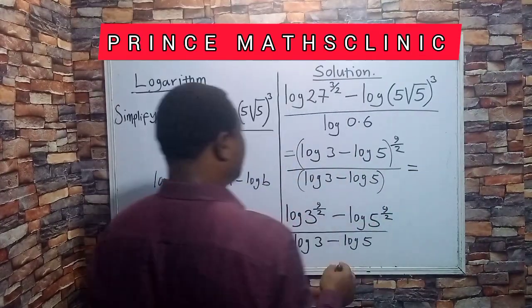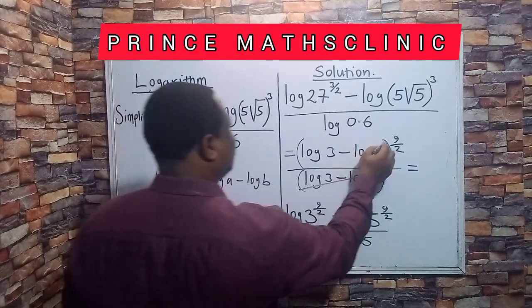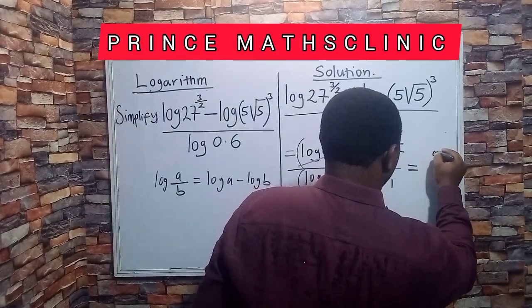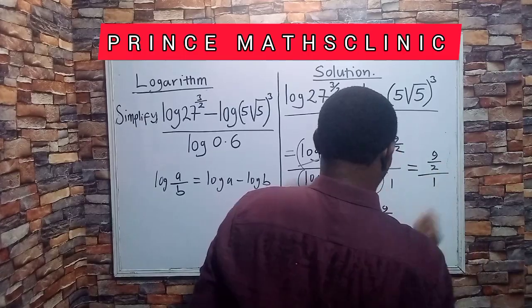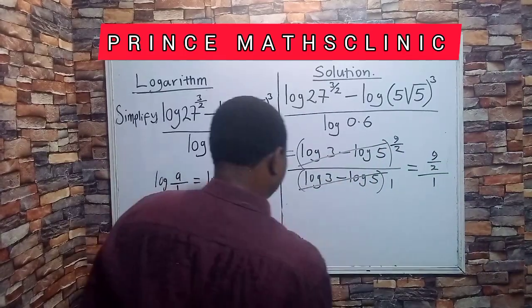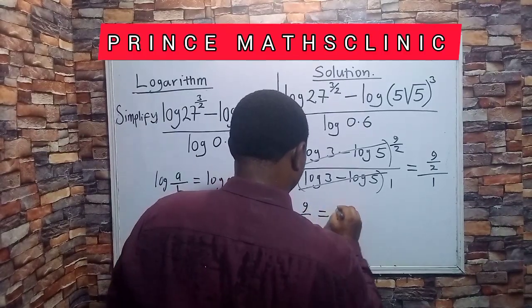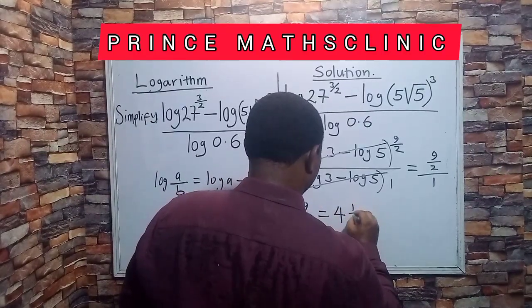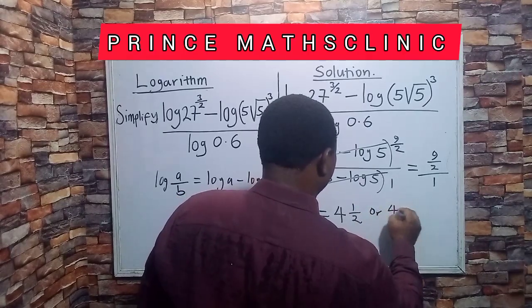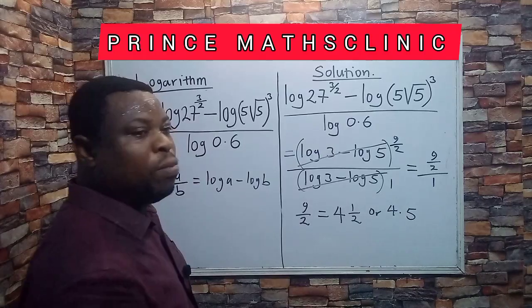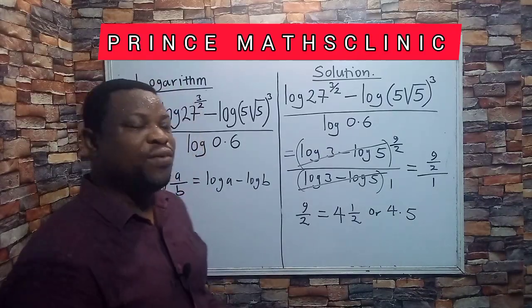It makes our work simple. Everything here cancels everything here. So I have 9 over 2 divided by 1. And 9 over 2 divided by 1 is still 9 over 2, which is the same as 4 and 1 over 2, or 4.5.